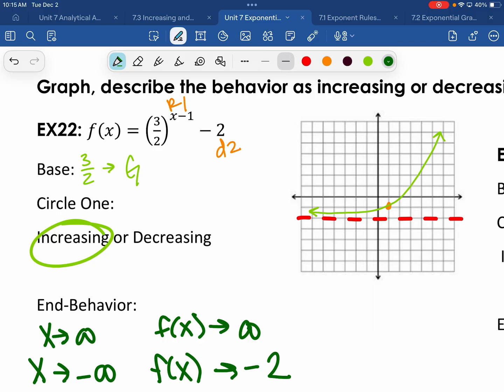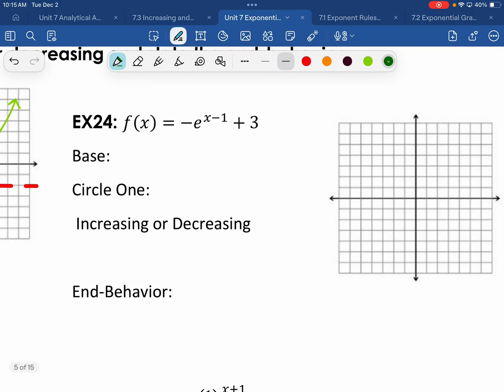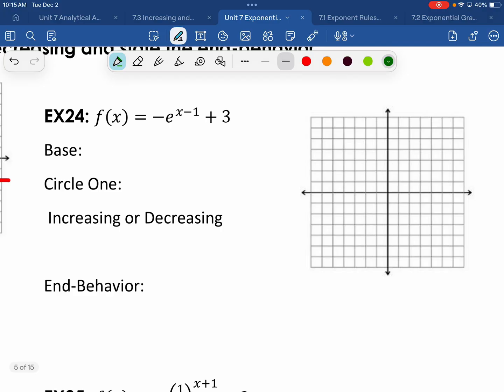Is it okay if we write it like that? Yeah. All right, hop over to 24. Okay, start with the asymptote. Where's that at? Up 3.